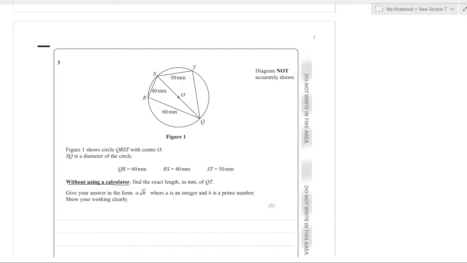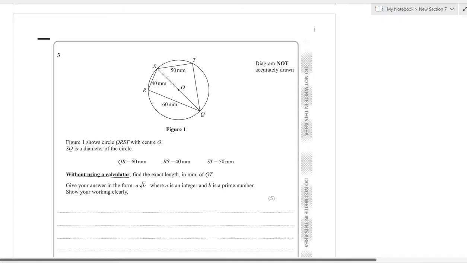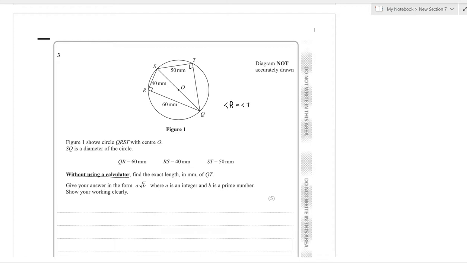So here the term without using a calculator doesn't mean that you can't use a calculator in any step. You can use a calculator for your own preference, but you have to show every step of the maths. So at first, in order to find QT, let us first understand that as SQ is the diameter, that means angle R and angle T would be 90 degrees. Why are angle R and angle T 90 degrees? That is because of the angle in a semicircle. Whenever the triangle passes through the diameter, the angle opposite the diameter is always 90 degrees. So the reason here is angle in a semicircle.